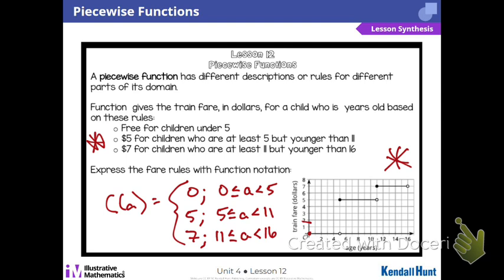So this is my function rule for this chart. It's listed output. It costs $0 if the age is 0 up to 5. It's $5 for ages 5 up to 11. It's $7 for ages 11 up to 16. These do not say "or equal to" because these ages don't work for these prices. It doesn't work because it's an open circle. Open circle, yeah.